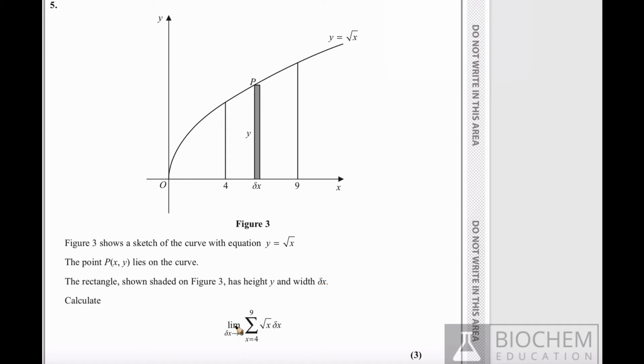Calculate the limit as delta x approaches 0 of the sum of all the rectangles between the x values of 4 and 9, square root of x times delta x. So what does this notation actually mean? This notation means the area under the curve between the x values of 4 and 9. Alternatively, the area under the curve could also be found by taking a definite integral of square root of x with respect to x between the x values of 9 and 4.